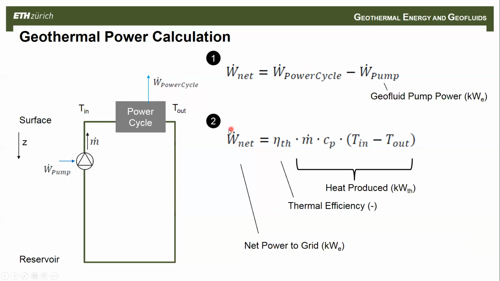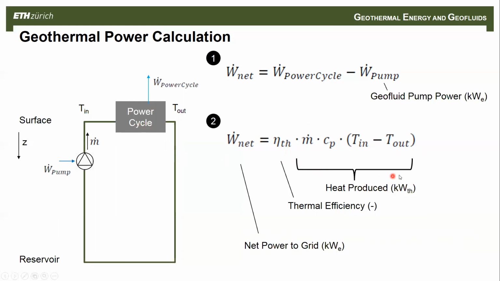power cycle. Or you can use this approximation using something called the thermal efficiency. So the power that you sell to the grid is the thermal efficiency times the heat that you produce from the reservoir. This heat produced is the mass flow rate times the specific heat of water, which is just a constant, right? Times the temperature difference that's going into your power cycle and whatever is coming out.